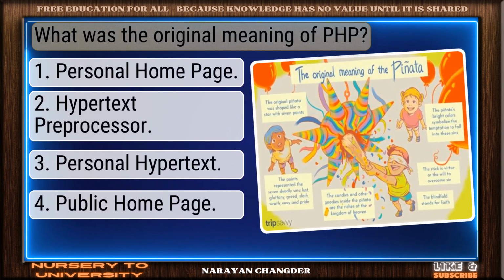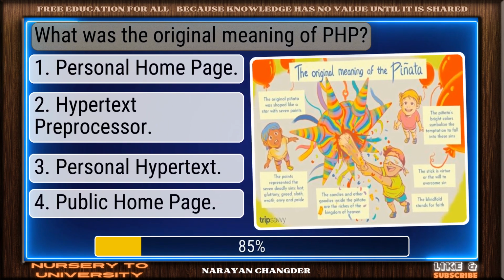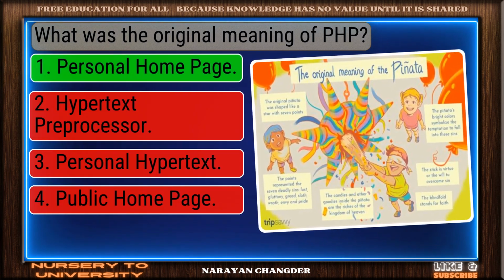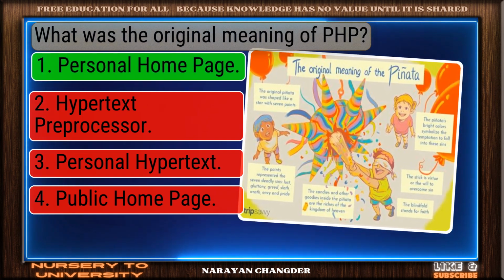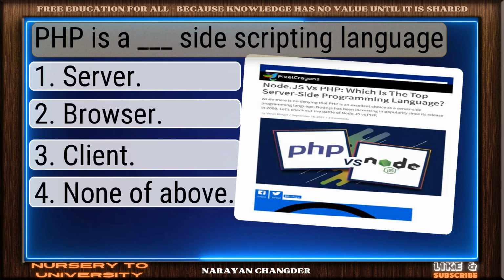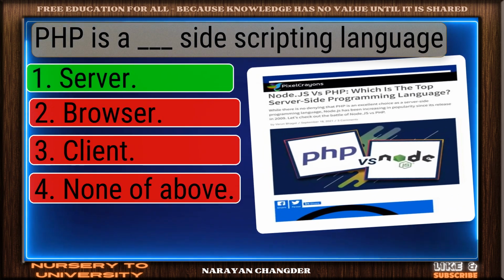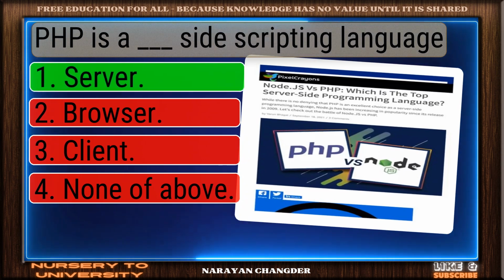Question number 42. What was the original meaning of PSP? Great job. Personal homepage is the accurate answer. Question number 43. PHP is a dash-side scripting language. Well picked. Server is the correct answer.